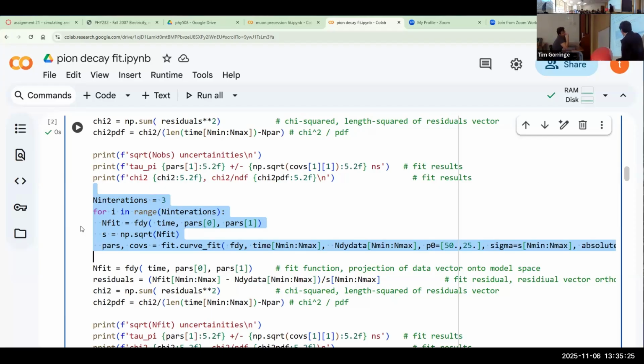I do that several times. You see, I go through this loop several times. You could do it 2 times, 3 times, 4 times. I do that because you could imagine the first time you go through that, you're going to update the function.